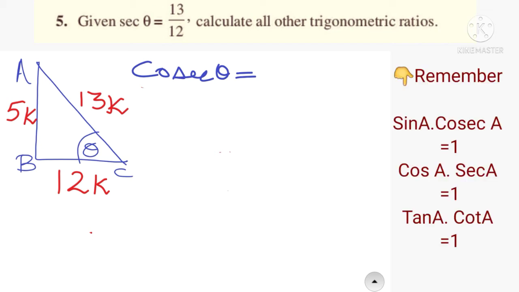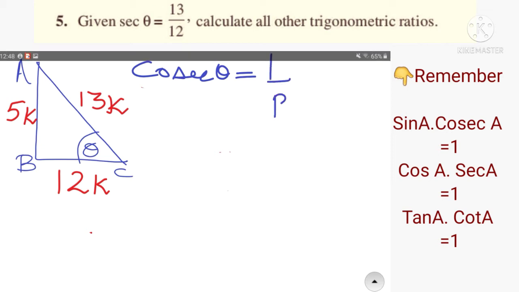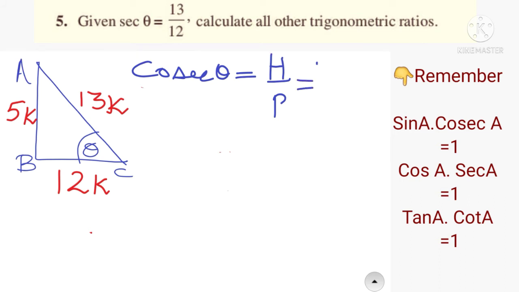Cosecant is the reciprocal of sine theta, right? So sine theta is p upon h. Let us write in reverse order. We get h over p. Now hypotenuse is 13k upon perpendicular is 5k. Right? So 13 by 5 is going to be my answer.